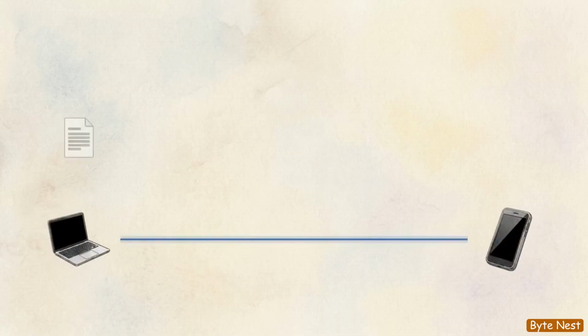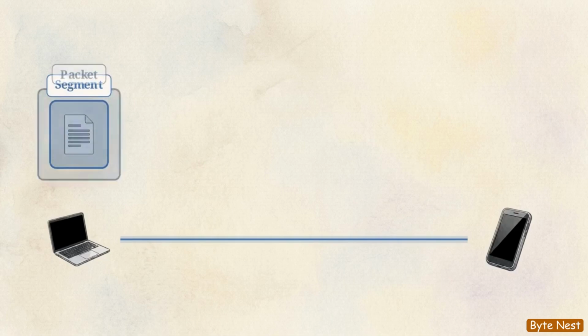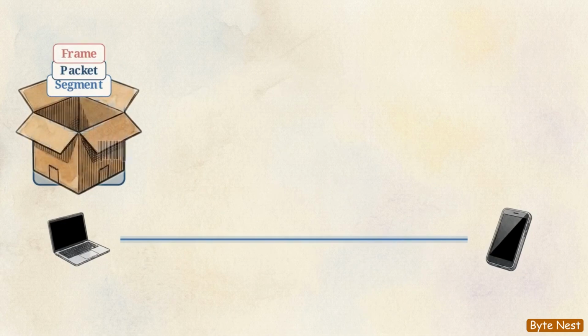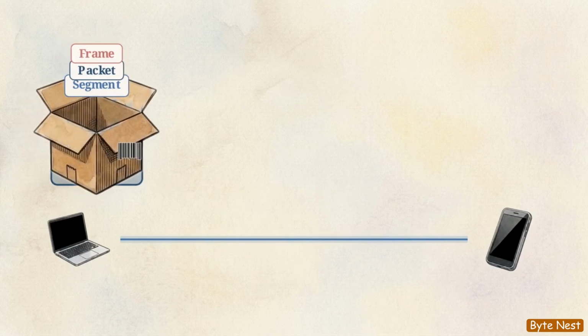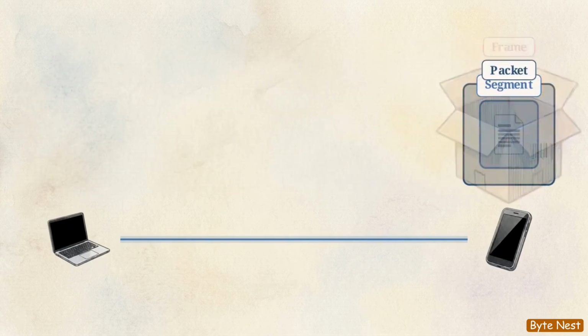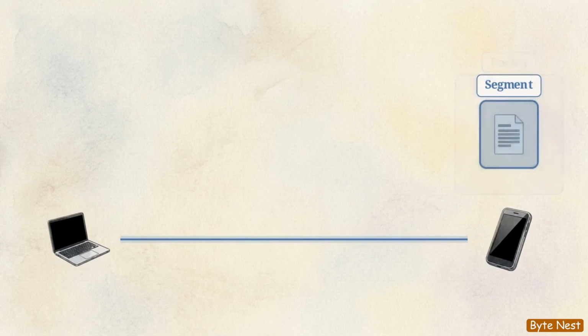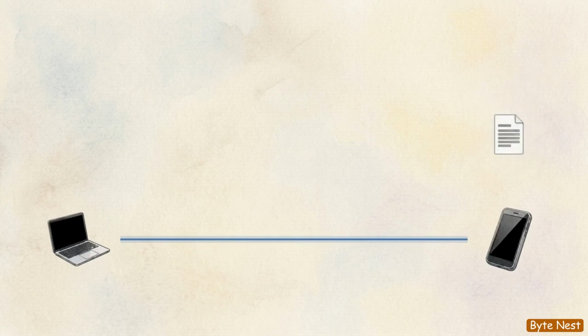This top-to-bottom process is encapsulation, the act of nesting data inside sequential digital envelopes. Reaching the other side, the receiving computer performs the exact reverse process, called decapsulation. It opens each envelope layer by layer until the original message is displayed.